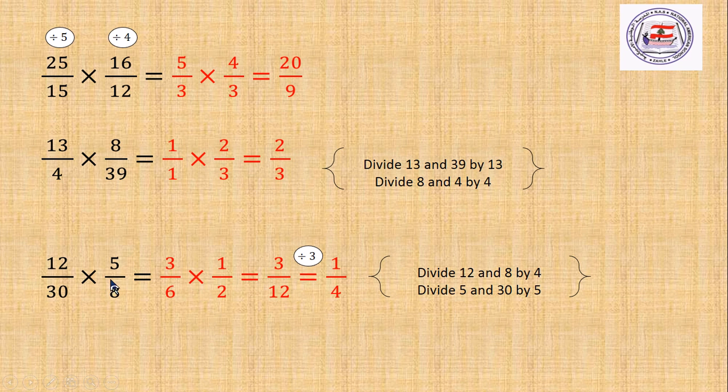Another example here. 12 over 30 times 5 over 8. I can divide 12 and 8 by 4 and 5 and 30 by 5. Then 12 divided by 4, 3, and 8 divided by 4, 2. 5 divided by 5, 1, and 30 divided by 5, it is 6. Now, 3 times 1, 3. 6 times 2, 12. But 3 over 12 is not an irreducible fraction. We can divide by 3. Then when we divide by 3, we get 1 over 4. This is an irreducible fraction.